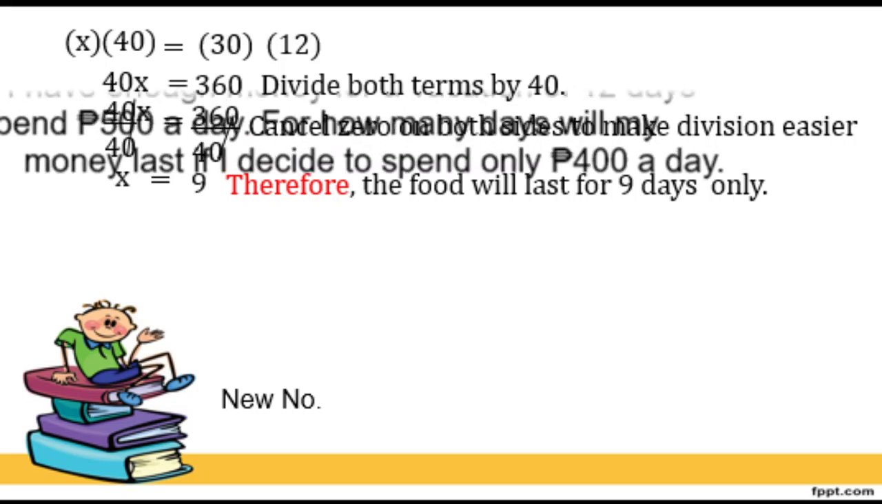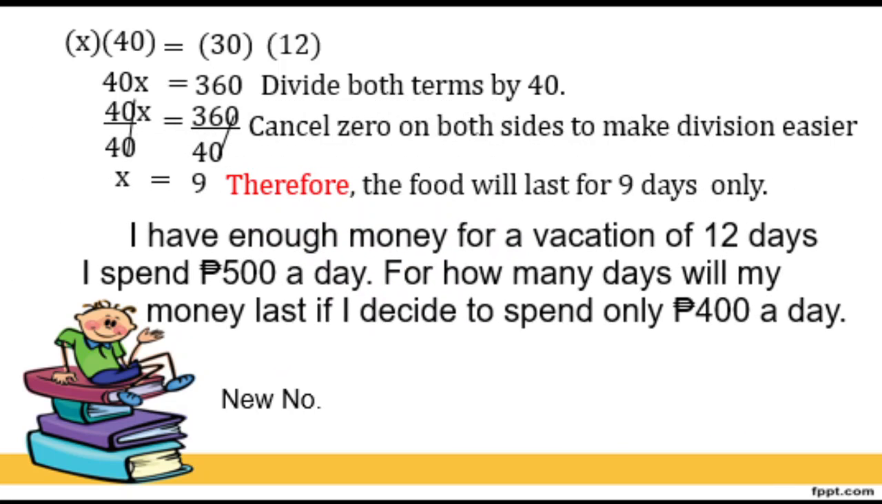Okay, next problem. Considering that I have money for a vacation of 12 days, I spend 500 pesos a day. For how many days will my money last if I decide to spend only 400 pesos a day? Take note, the original amount you spend is 500 and the new amount is 400, and the original number of days is 12. So what is unknown? The unknown is the new number of days.